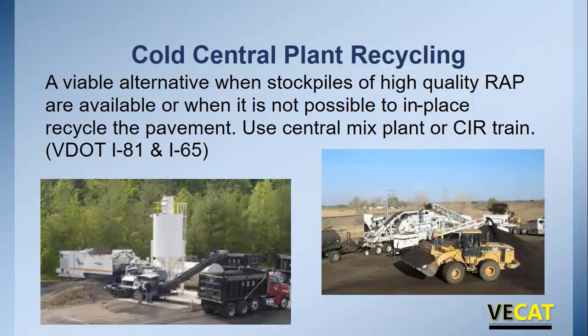So cold central plant recycling is basically a viable alternative when stockpiles of high quality RAP are available, and it's occasionally used when it's not possible to in place recycle the pavement. It is most commonly done using a central mix or cold mix plant, but it can be done, and this is done quite commonly out west, using the mixing and processing portion of a CIR train. And actually, Virginia is probably leading the country in the use of cold central plant recycling with the project they did on I-81 and the subsequent follow-up they did on I-65.